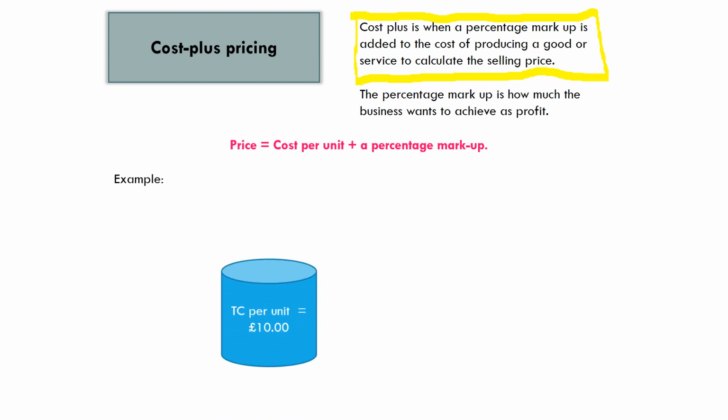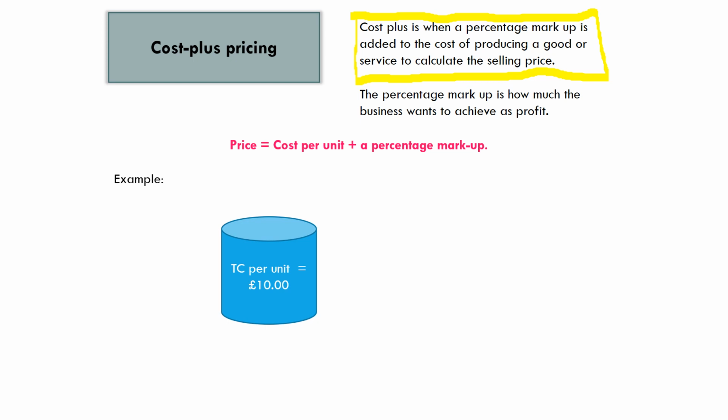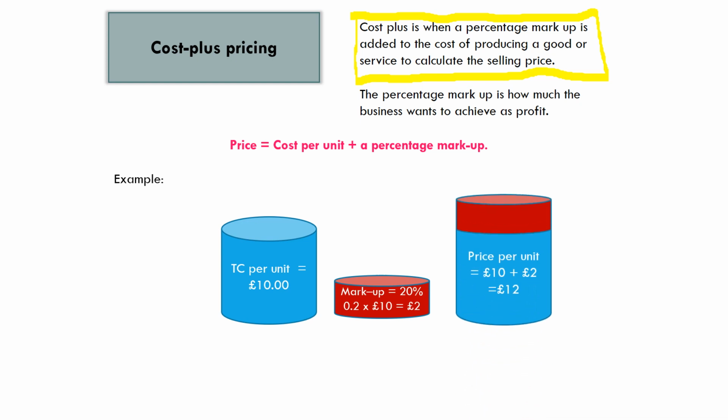Let's have a look at an example. Let's imagine the total cost per unit is £10, and we add on a markup of 20%. Well, 20% of £10 is £2. So the price that we're going to charge customers for this product is £12. And by charging a price of £12, we guarantee ourselves a gross profit here of 20%, or £2.